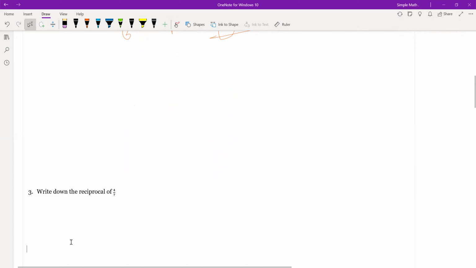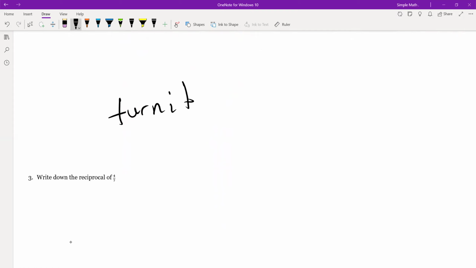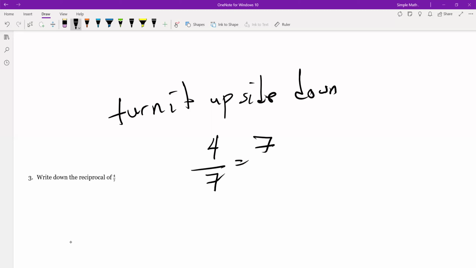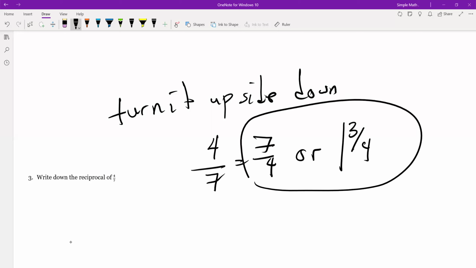Number 3, write down the reciprocal. When you hear the word reciprocal of a fraction, turn it upside down. So the reciprocal of 4 over 7 becomes 7 over 4. Or you can write this as 1 whole 3 over 4. I think 7 over 4 will be okay. You just write it like this. It'll be fine. Okay, let's look at other examples.